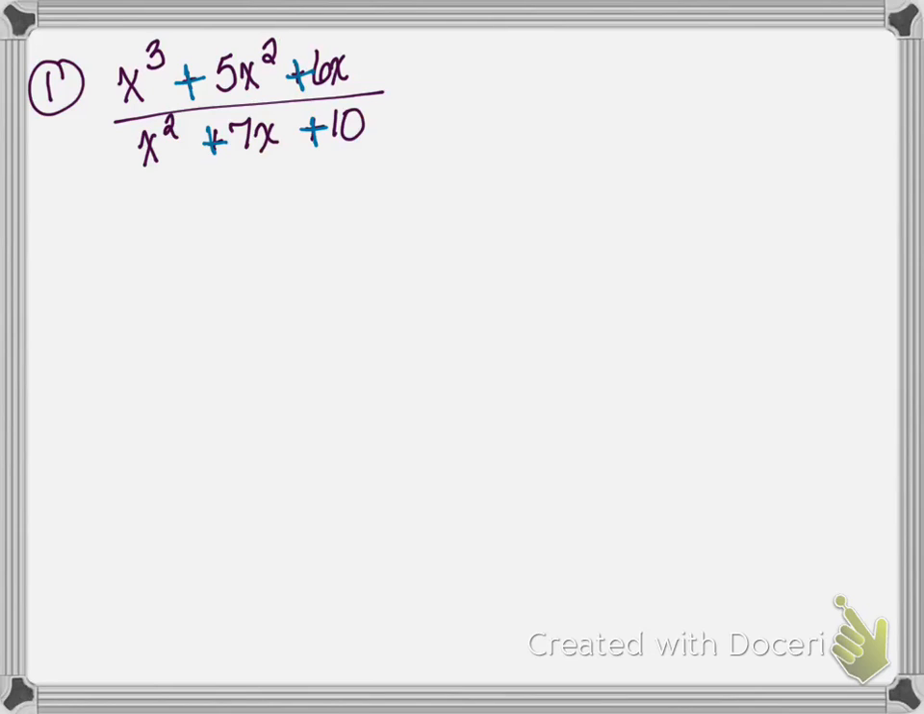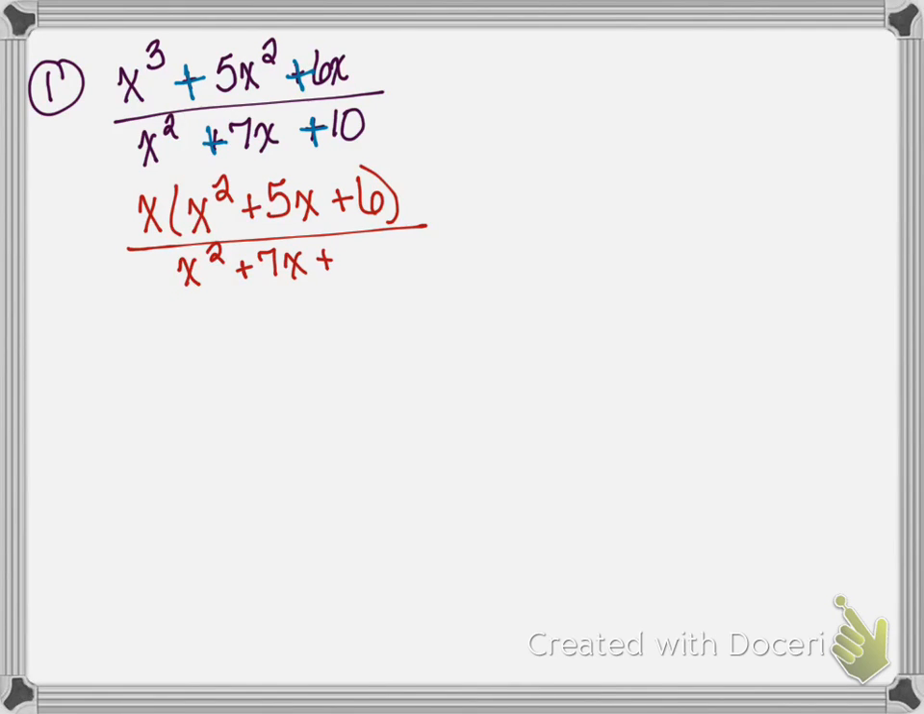Now, the first thing that we're going to do here is we should notice that there's an x in every single one of those on the top. So the first thing that I'm going to do is factor out that x. So I'm going to have x times x squared plus 5x plus 6, okay? And that's my numerator. And just to keep everything straight, I'm just going to write down my denominator exactly the way that it is, okay? So I've got x squared plus 7x plus 10.